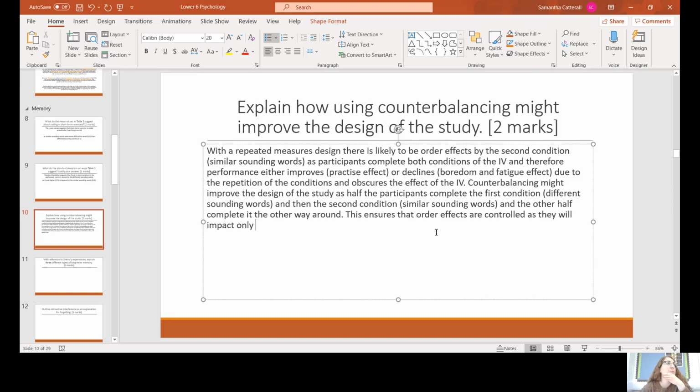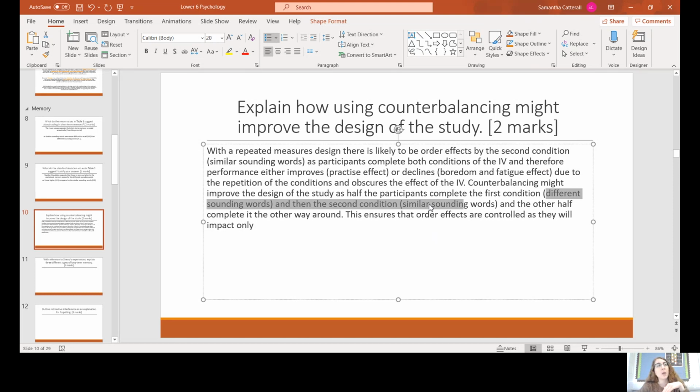Essentially what I'm trying to say is if you do have order effects and they are going to have an impact in that second condition, then if half of your participants have a different second condition, they'll only be impacted in that second condition. So let's give an example, right? So group A, the first ones that do different and then similar, they're going to have order effects in the similar sounding words group, right? So that one's going to be affected.